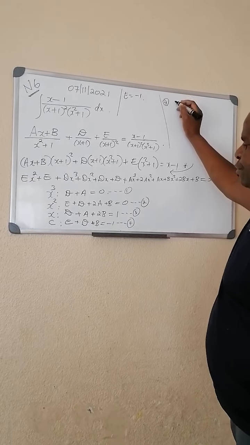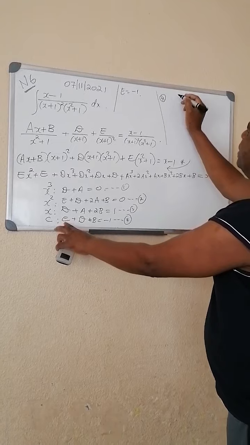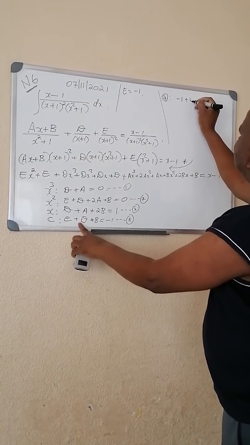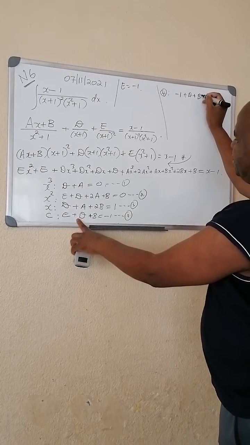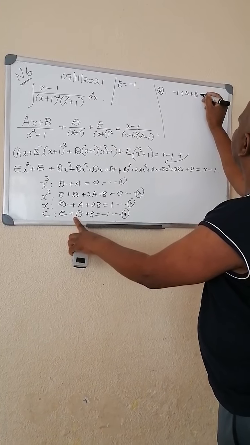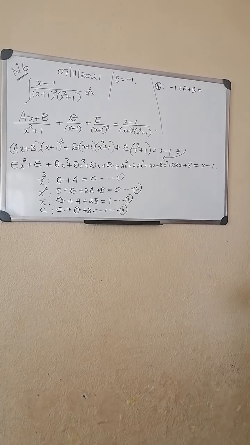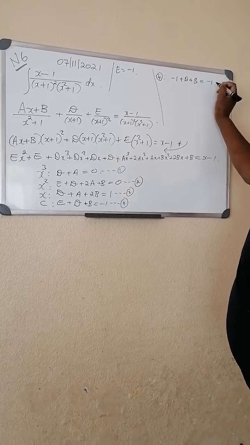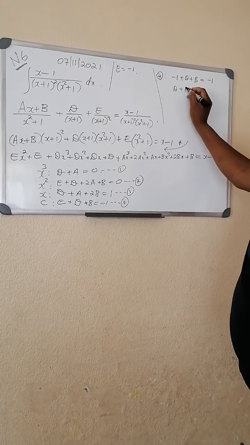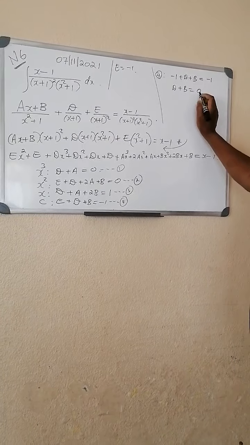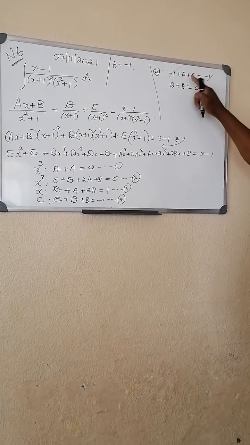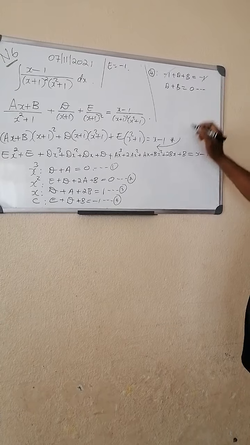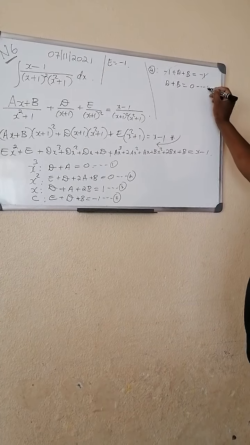From equation 4, e is minus 1. Then I've got plus d plus b equals minus 1. So you can therefore see that d plus b is 0, because this is common. Now this I can name equation 5.